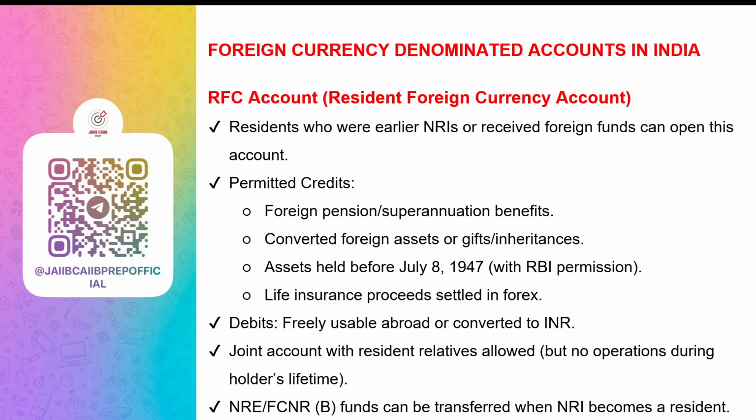Now again, there are some other conditions. That is, the person can add a resident relative as a joint holder, but only on former or survivor basis. And if the person had an NRE or FCNRB account as an NRI and then returned to India, the balance can be transferred to RFC account.